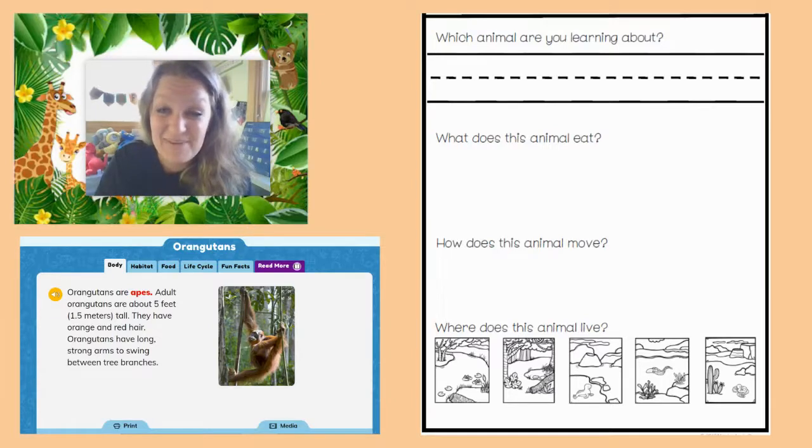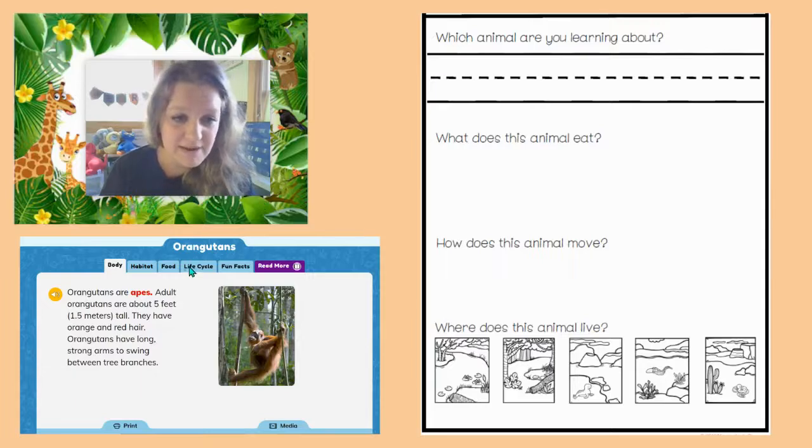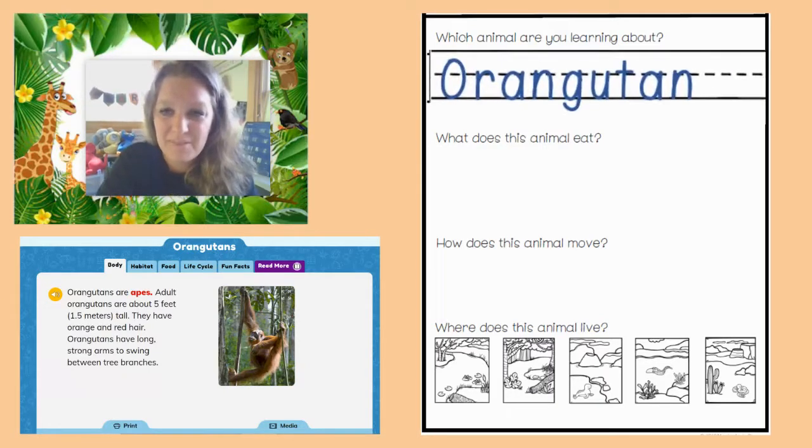All right, let's take a peek at our first page here. The first page says, which animal are you learning about? Well, if I look right on my screen here, I can copy the word orangutan. So I'm going to write orangutan. My next question says, what does this animal eat?